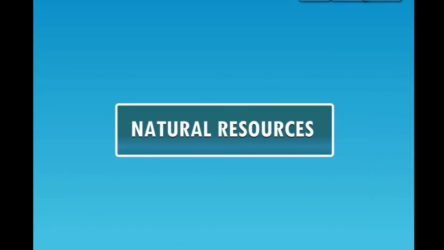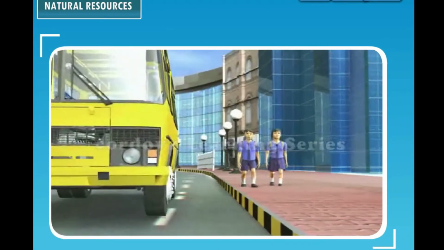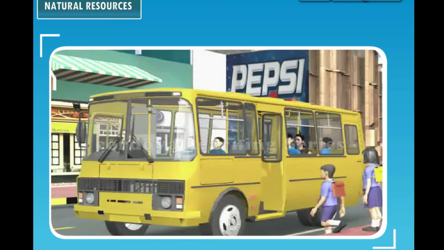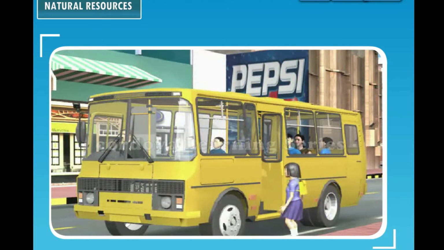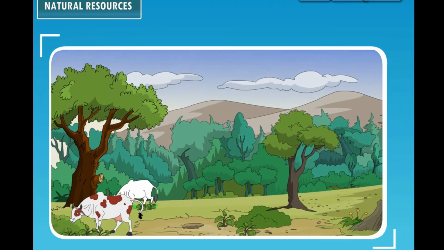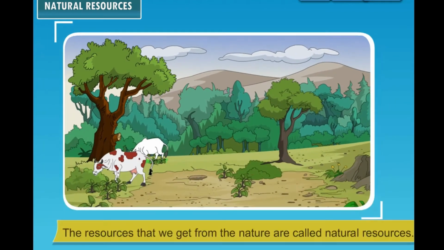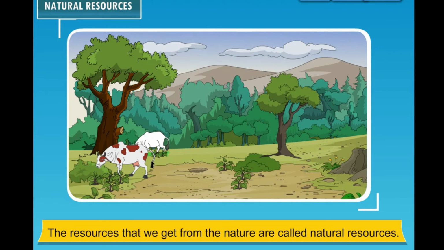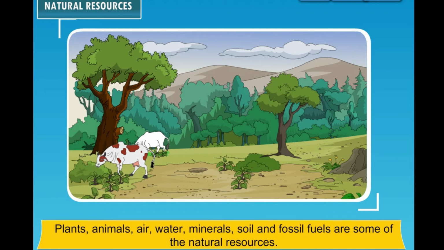Natural resources. The substances which we utilize in our daily life to make things of our need are called resources. Our life depends on these useful things. The resources that we get from the nature are called natural resources. Plants, animals, air, water, minerals, soil, and fossil fuels are some of the natural resources.